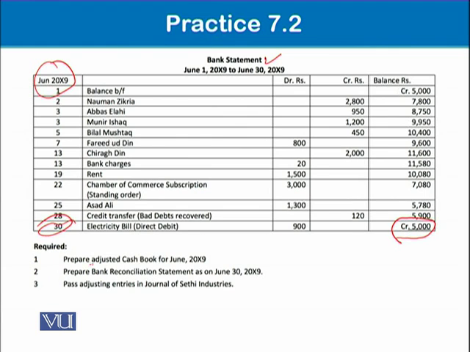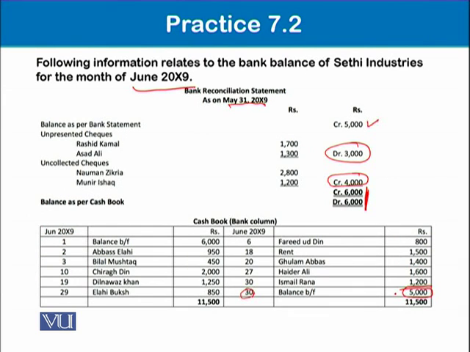So what is required? Prepare the adjusted cash book, prepare the bank reconciliation statement, and pass adjusting entries in the Journal of City Industries. You might be astonished that if these two balances are equal, why we should bother to prepare a bank reconciliation statement. Okay, let's see why we should bother.